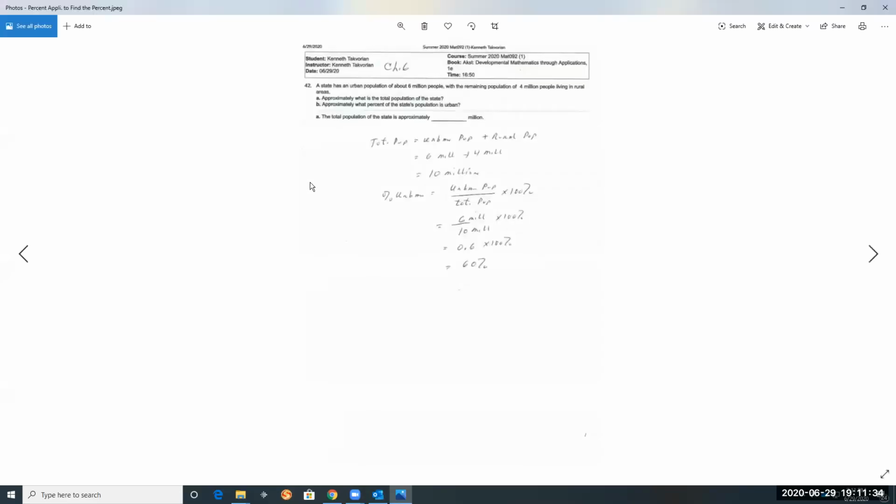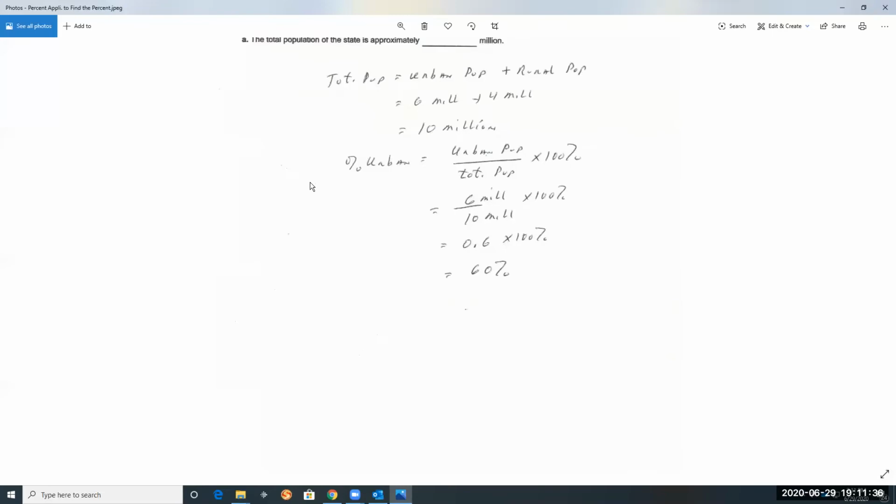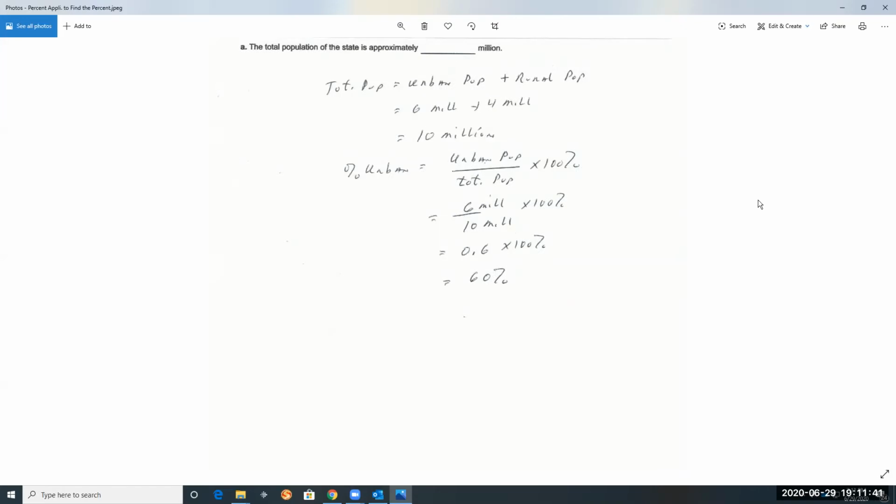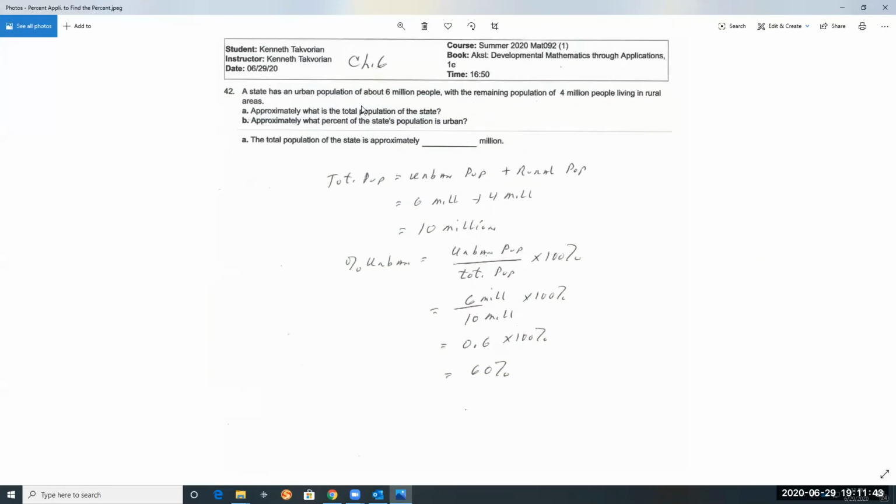Let's look at a percent application, where we're trying to find the percent. A state has an urban population of 6 million people. The remaining population living in the rural area is 4 million. What is the total population of the state? Well, obviously, we add the urban population to the rural population. 6 million plus 4 million gives us 10 million residents in the state.